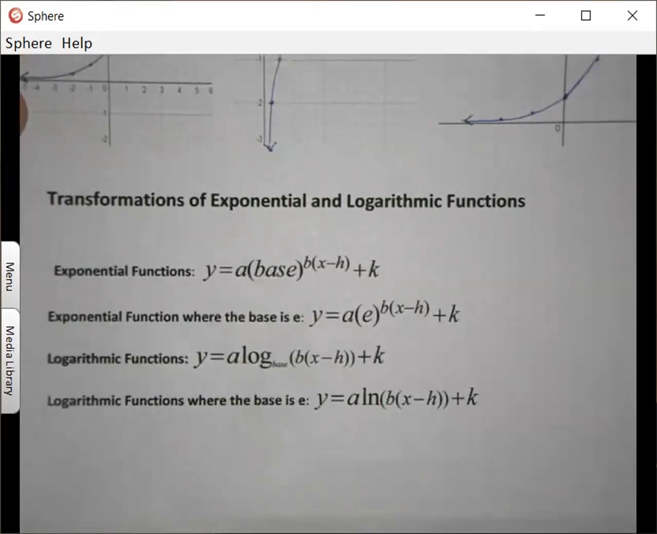So now looking at our transformations for exponential and logarithmic, we can see they're very similar to our transformations from before, right? We still have an A, a B, an H, and a K, and they do the same things as they did before.